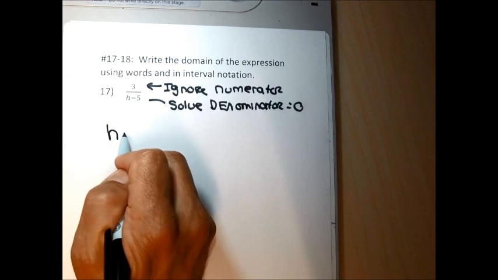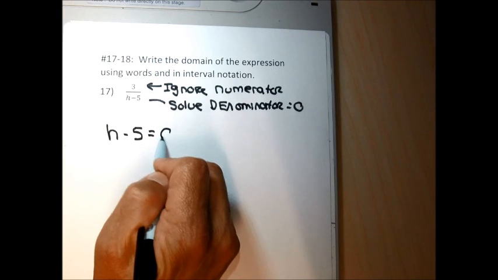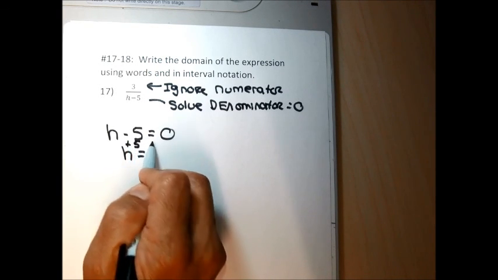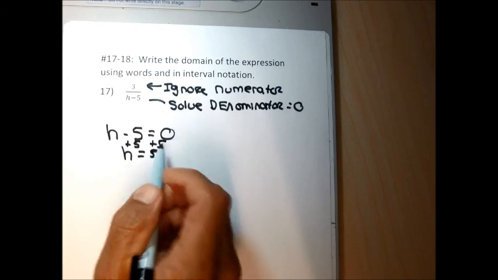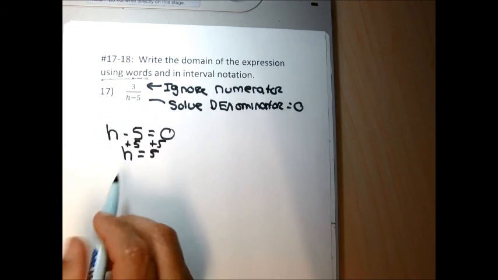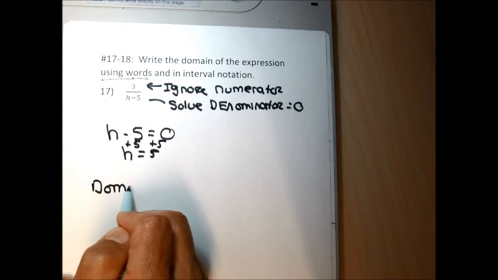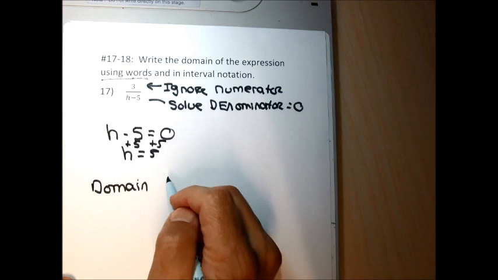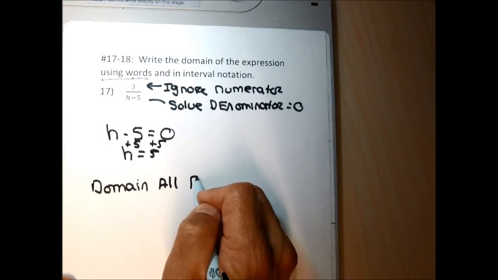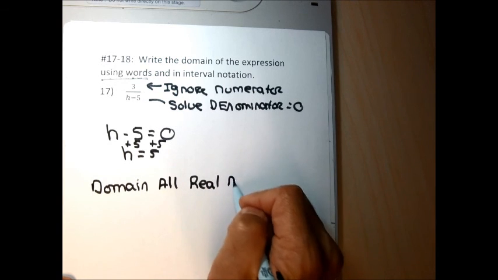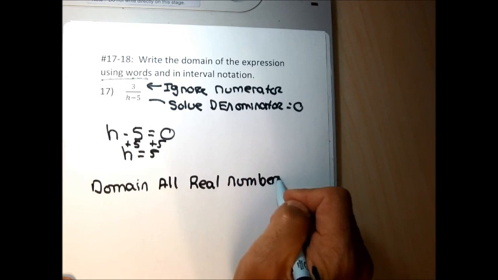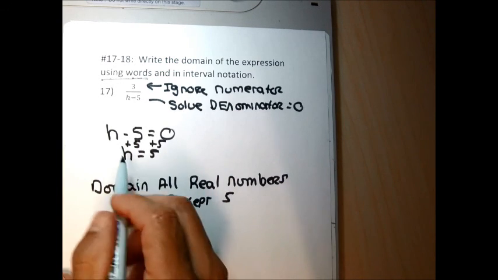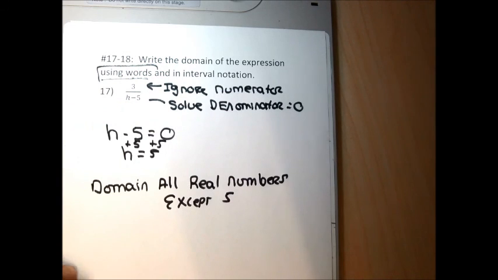So the algebra for number 17 is just to take the h minus 5 and set it equal to 0, add 5 to both sides, and I get h equal to 5. The first thing I'm going to do is write my domain using words. And the template that we have used for every problem earlier in the semester, I can say the domain is all real numbers, or just say all numbers and skip the real. I can live with that. And then except 5. So that's one of the things that I need to have written.